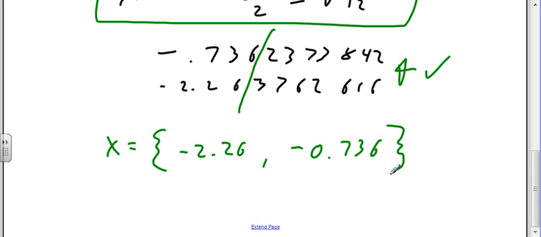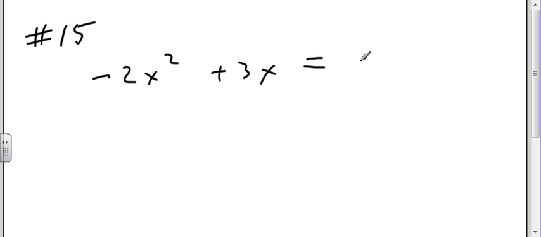Okay. Move on. Is there any weird problem? There's a weird problem. 15 looks weird. Okay, we'll do 15. That's not that weird. 15. Minus 2x squared plus 3x is equal to minus 9.